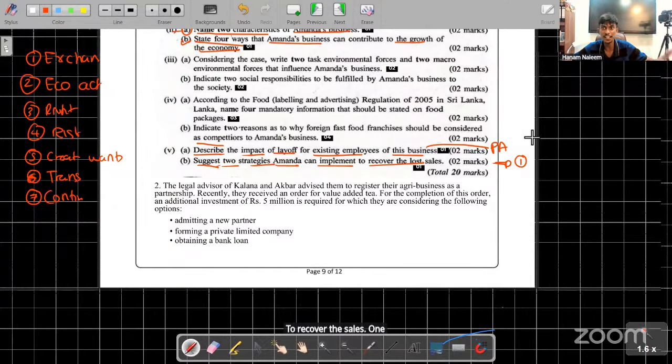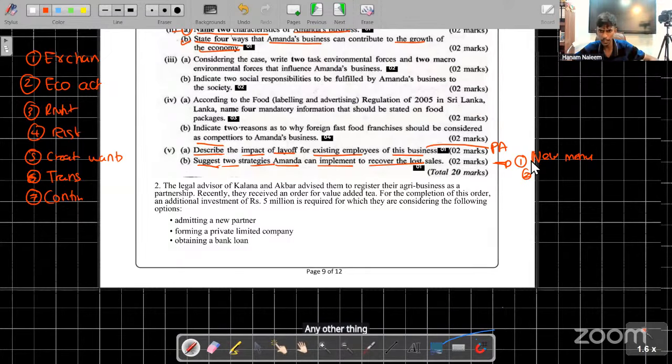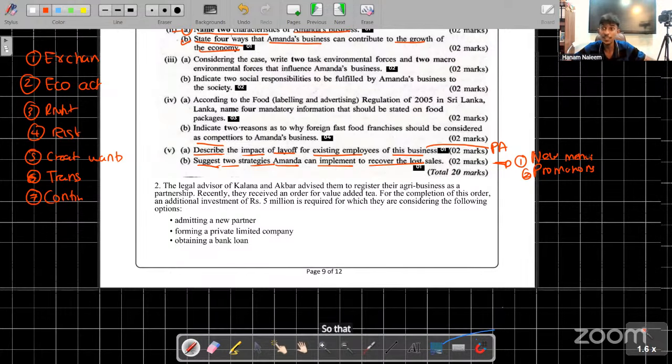One thing she has already done, removing the employees. Maybe making some changes in the menu. Good one. Okay, new menu. Any other thing? Think. Okay, new menu, that's what I wanted. How do you inform the customers that you have made a change in the menu? You do active promotions. Do promotions, do innovations. So that's the way you can recover the lost sales.